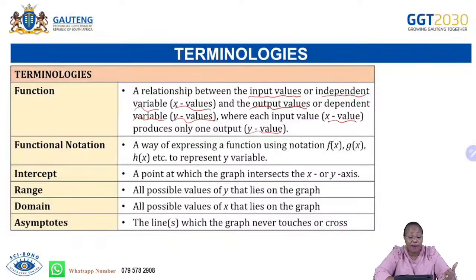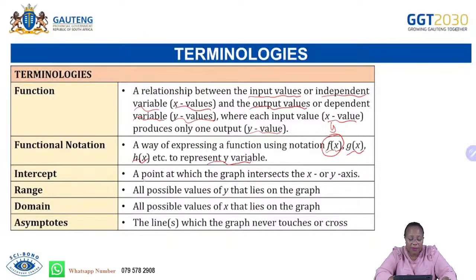That is a function. Then we have different functional notations. We have f at x, g at x, h at x. It can be k at x, r at x. They can use any letter, grade 12, or they can say y equal to. So we are having different notation, and this notation only stands for y. Instead of writing y, they will say f at x, g at x, h at x, k at x, p at x. They can use any variable, grade 12, to represent your y variable.